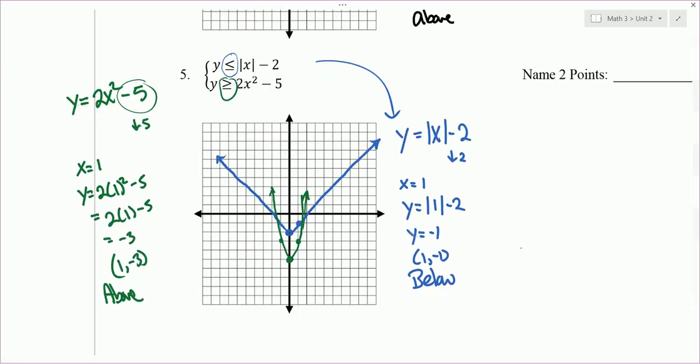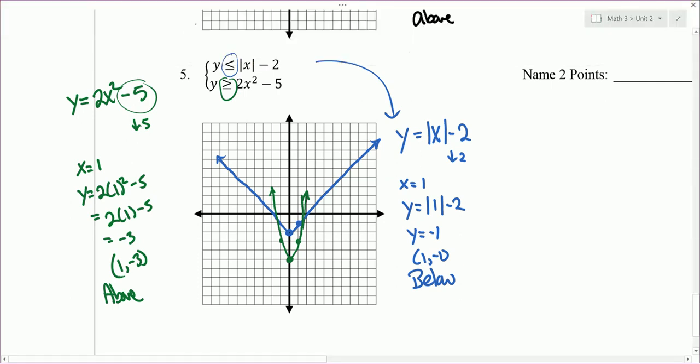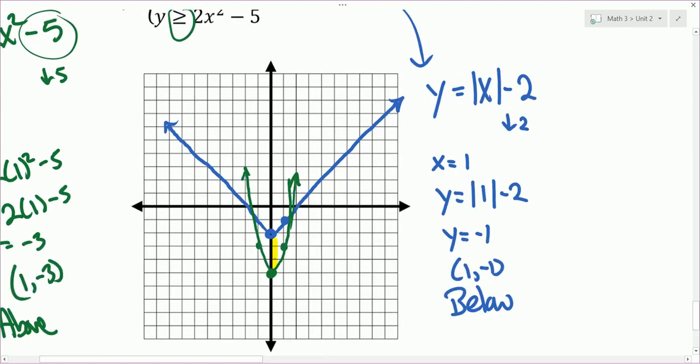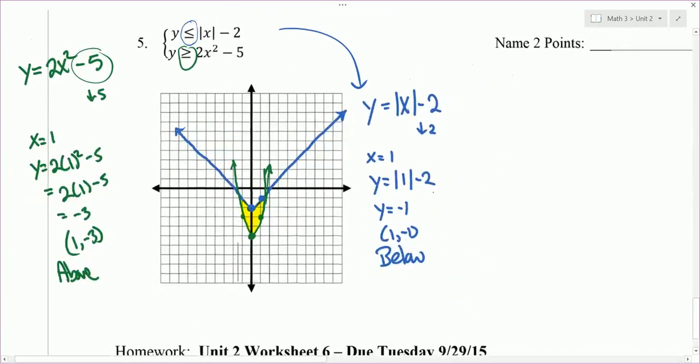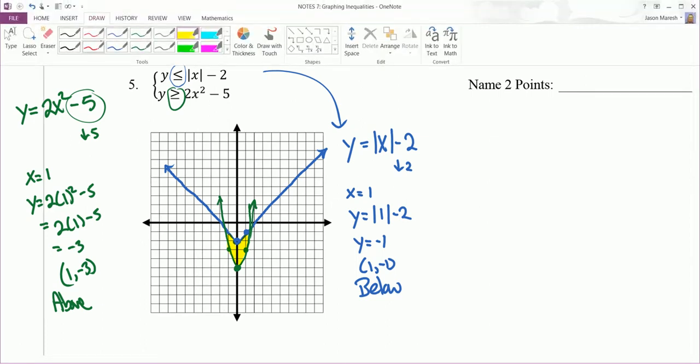So again, you may want to pause this and take a little bit of time to think, where would that shading go? So that shading, if we're below the blue but above the green, is going to fit right in here. So it's a smaller region. You have to be careful when we pick out what 2 points create our solution.